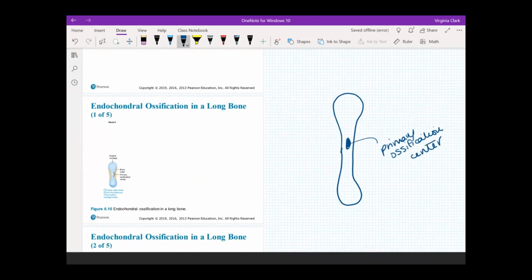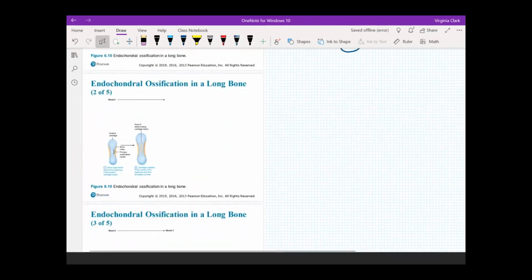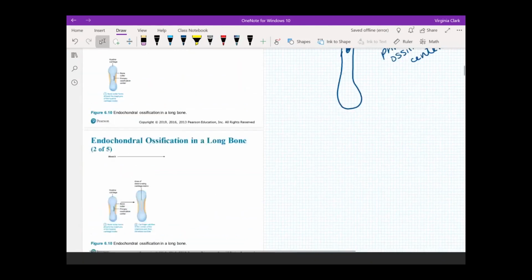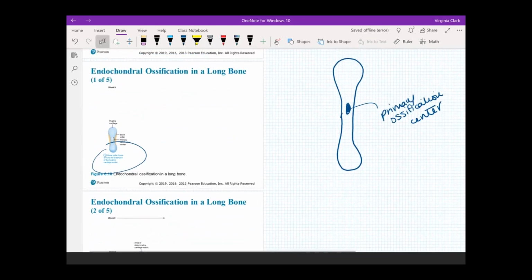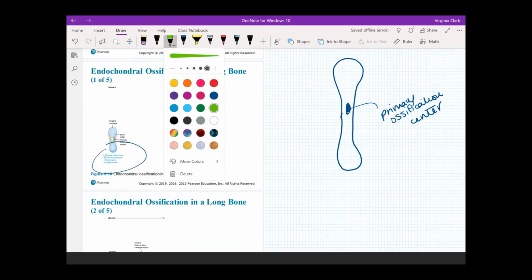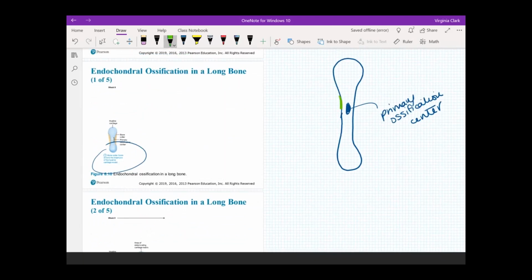Knowing that, we're going to go to the next step. The first step is the bone collar. It's going to form around the diaphysis of the hyaline cartilage model. We start with this primary ossification center. As a reminder, right now this is actually cartilage, so the structure is there. Let me get a little color for you: I'm going to do all of my bone as green. A bone collar will start to form around the diaphysis of the hyaline cartilage model. So this is our bone collar.